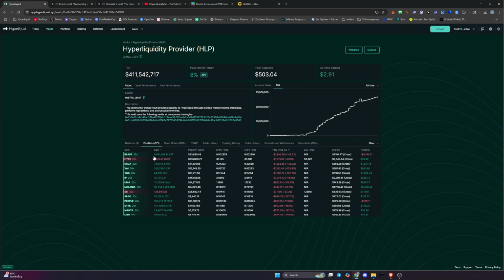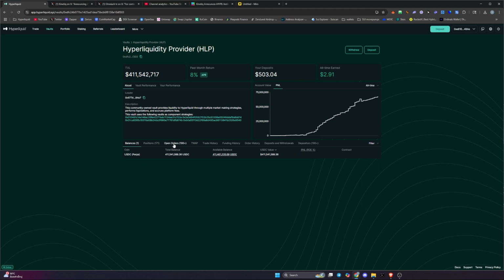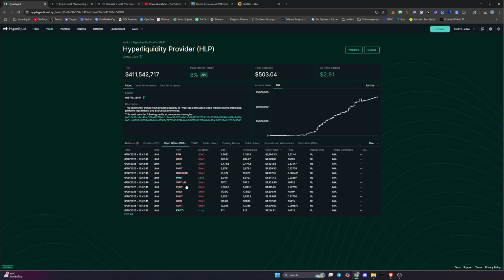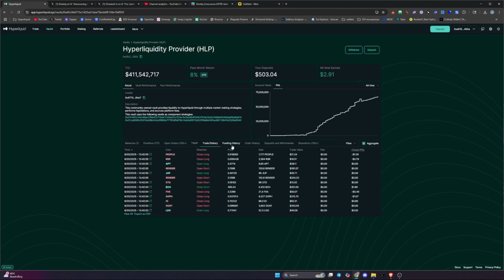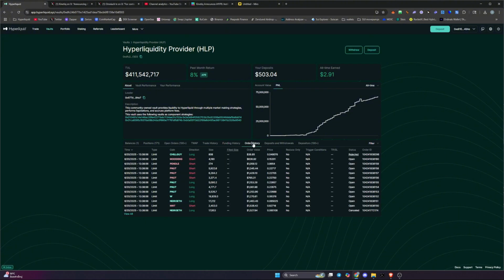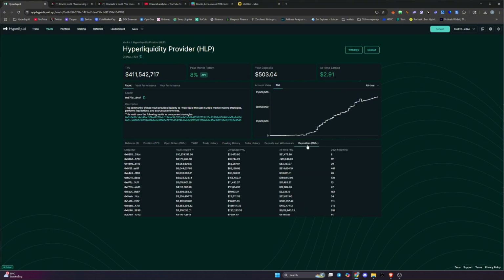You can see everything down here, all the positions they're taking. You can see the balance. You can see all of the open orders that they've placed. You can see any TWAPs they're doing, all the trade history. You can see they're constantly making all these different trades, funding, order history, deposits and withdrawals, and the top depositors.